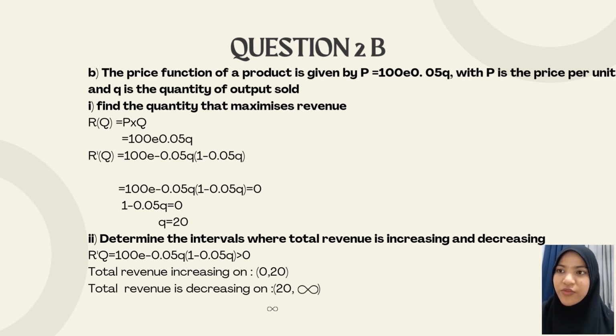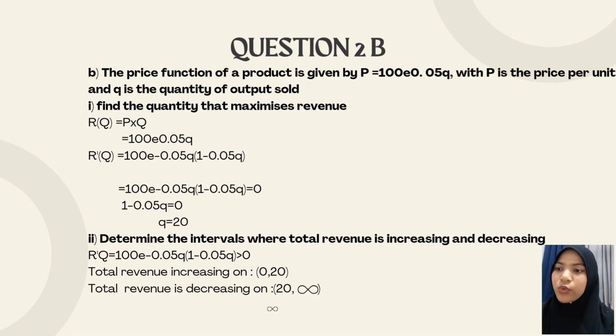I'm going to answer question number 2b. The first part is to find the quantity that maximizes revenue. R(Q) equals P times Q equals 100e to the power of minus 0.05q times Q. Then we find R prime Q equals 100e to the power of minus 0.05q times (1 minus 0.05q), and set that equal to 0. You get Q equals 20.